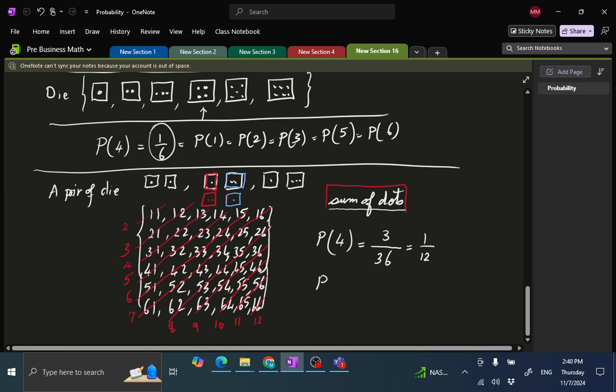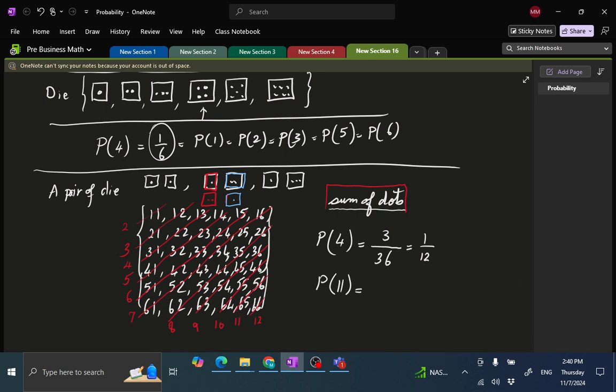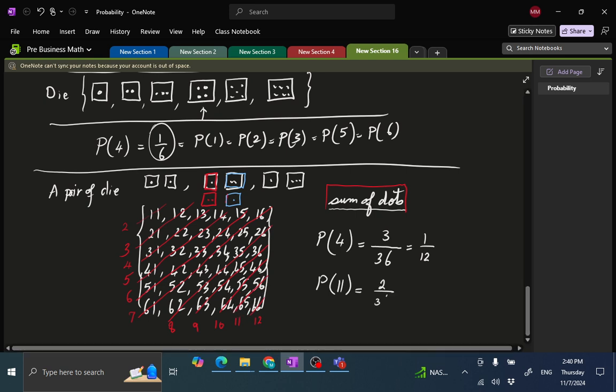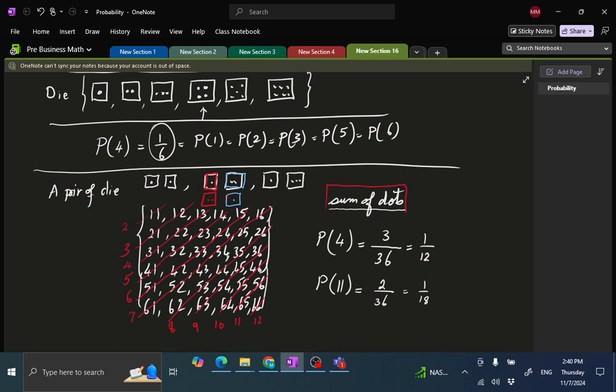Same way, what is the probability of getting 11? Well, only 2 ways of getting 11. Either you got a 5 and a 6 or a 6 and a 5. So there were 2 cases out of 36. If you want to simplify, you can write that as 1 over 18, and so on. So some of the problems with respect to the dice can be done in this way.